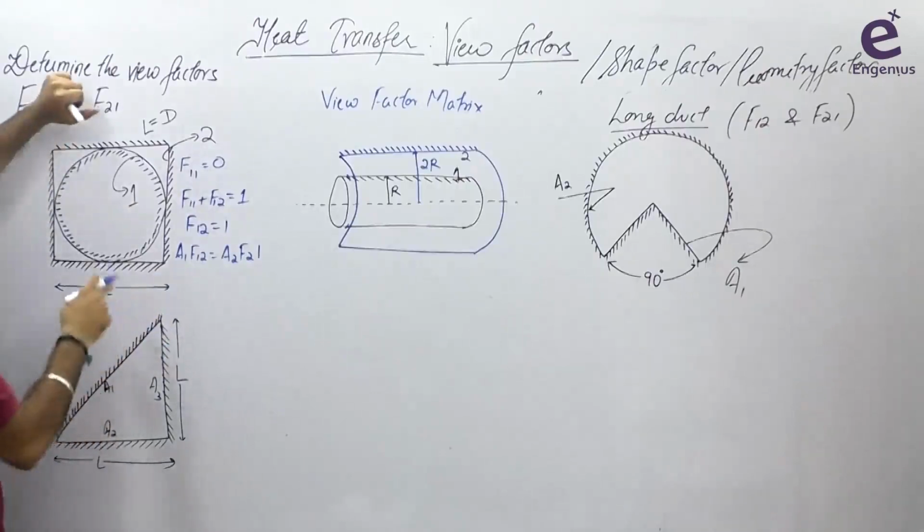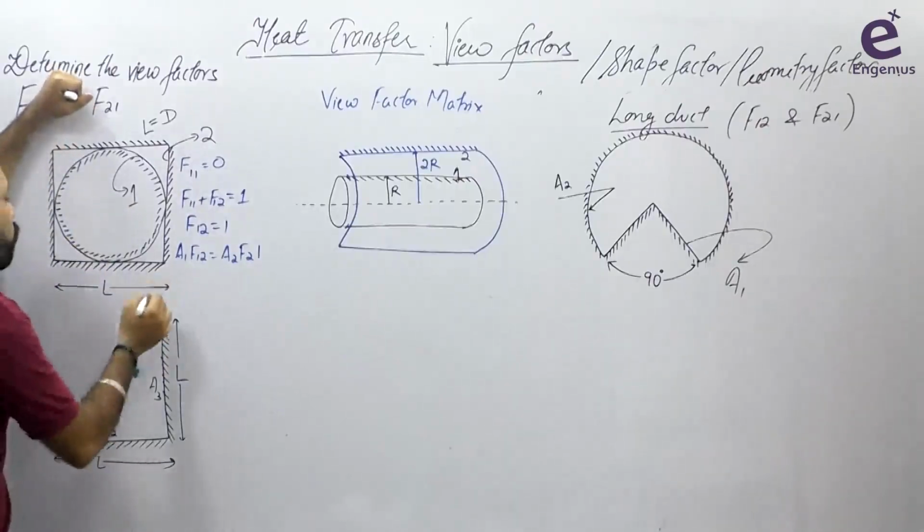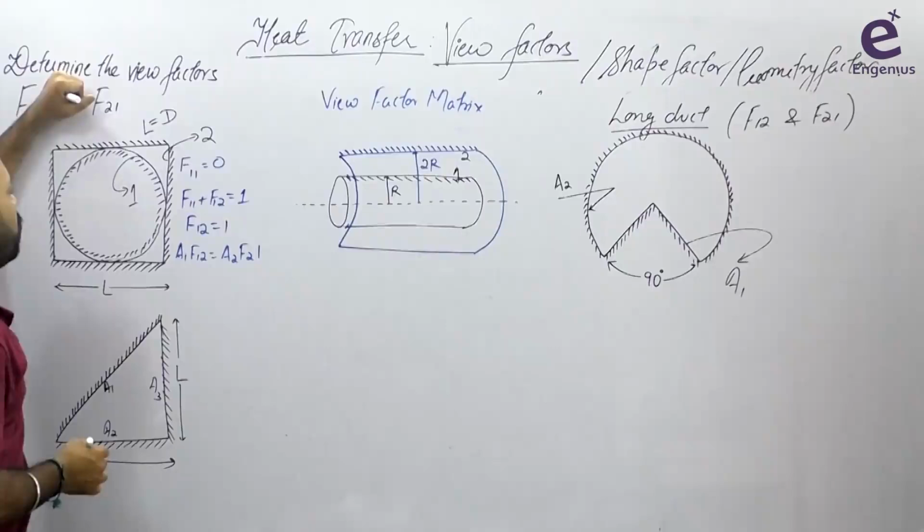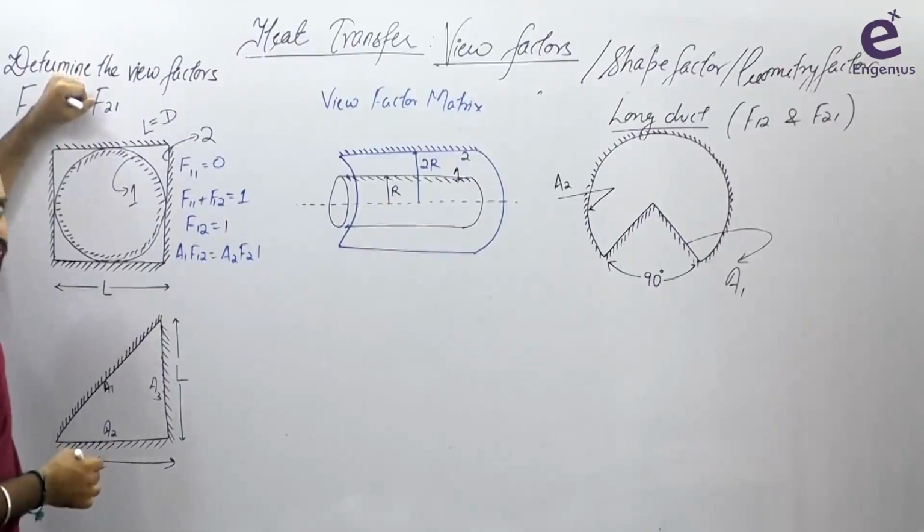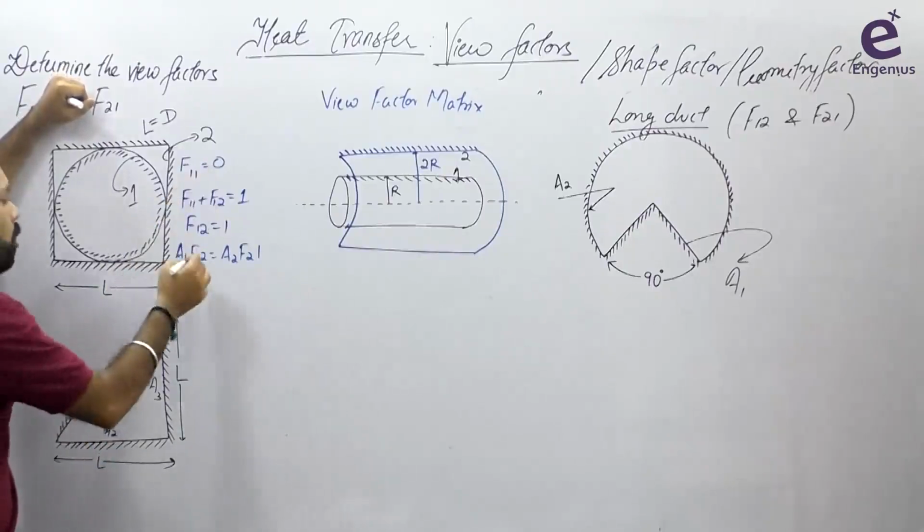What is the area for a sphere? It is 4 pi r square, right? Or you can say 4 pi d square by 4, so I think it is pi d square, right? 4 pi d square by 4 pi d square.